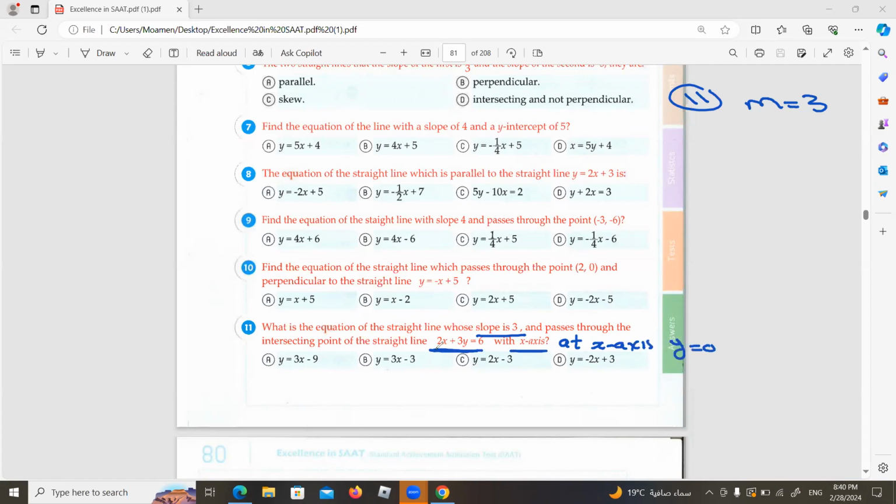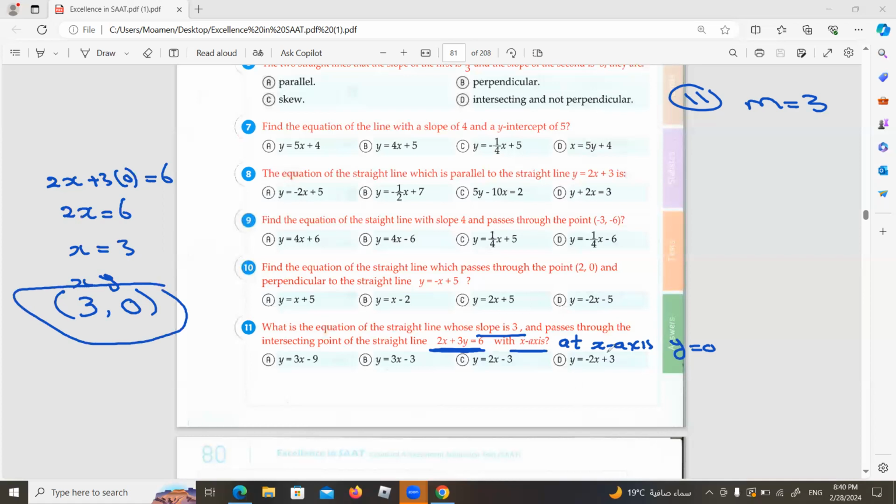So from here, I'll substitute y equals 0 in this equation. It means you have 2x plus 3 times 0 equals 6. It means 2x equals 6, so x equals 3. So x here equals 3, and at the x-axis, y equals 0. So the point will be (x, y): x is 3 and y is 0. It means (3, 0). I get the point.